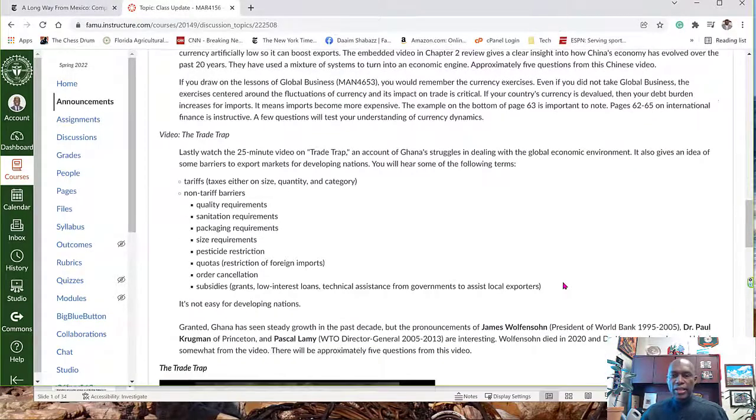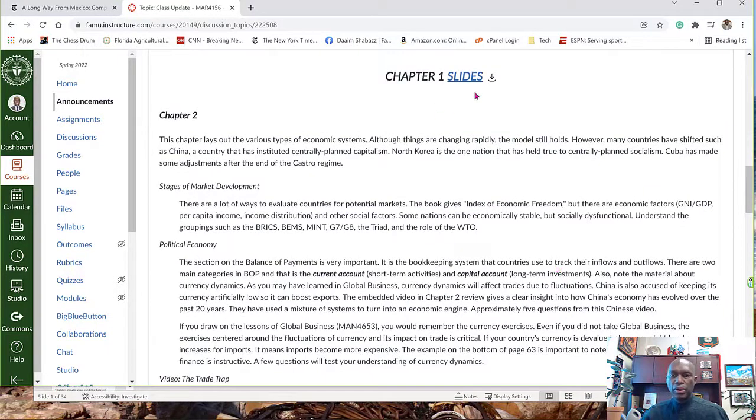And I also have the slides. If you look, I have the slides here. So if you want to take a look at the slides, then they are there for your convenience.